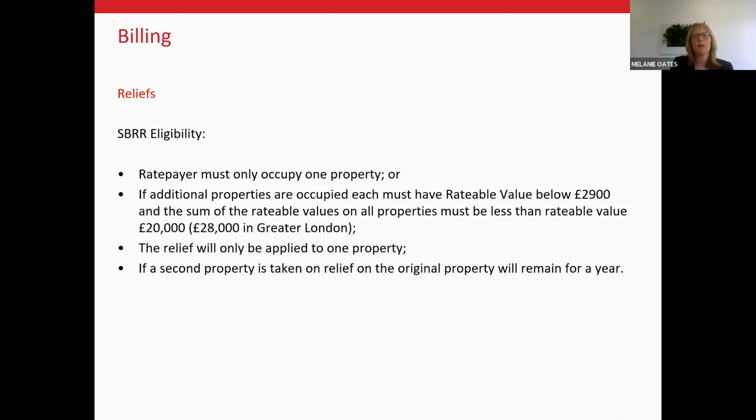So a good example of this is if you have an office property with a rateable value of say £10,000, but you might have some parking spaces valued at less than £2,900. Having a car parking space, for example, or any property below £2,900 would not knock you out of eligibility for the small business relief on your main property. You would, however, pay the full amount. You wouldn't get any small business relief on the second value, which is under £2,900, but it wouldn't knock you out of the eligibility on your main property.